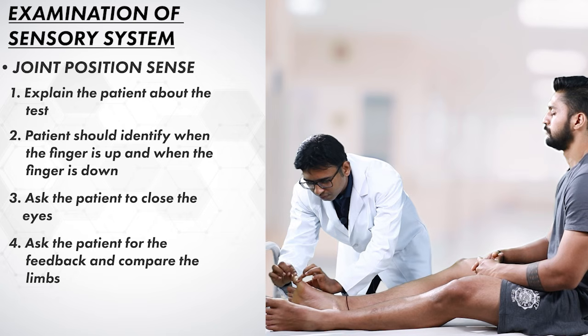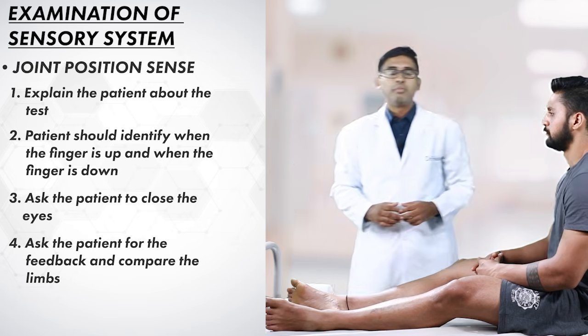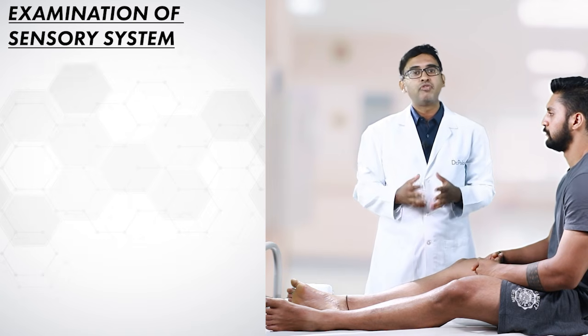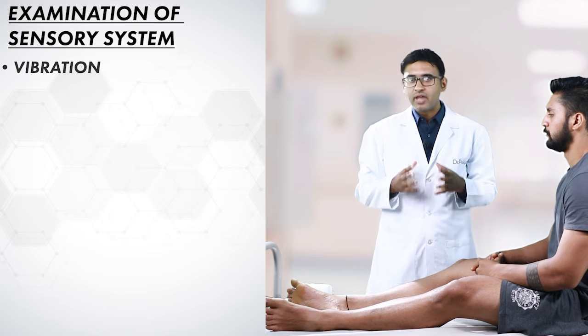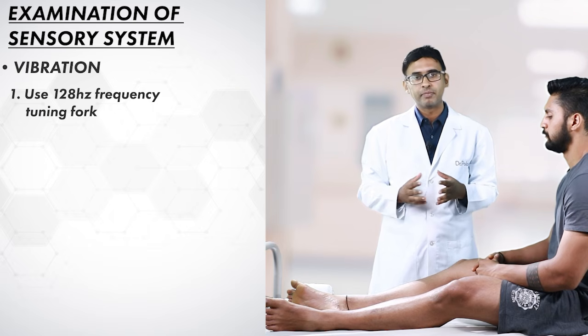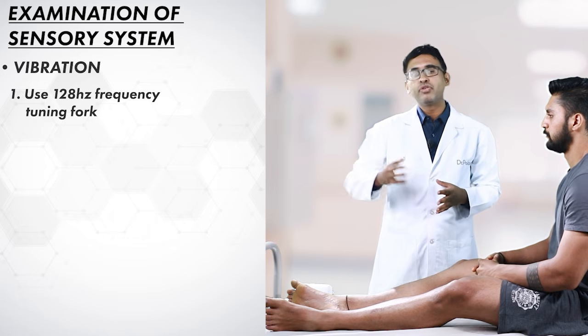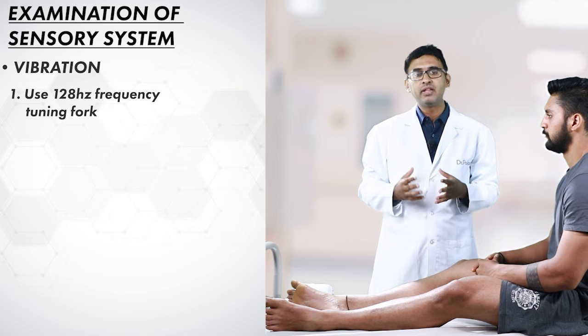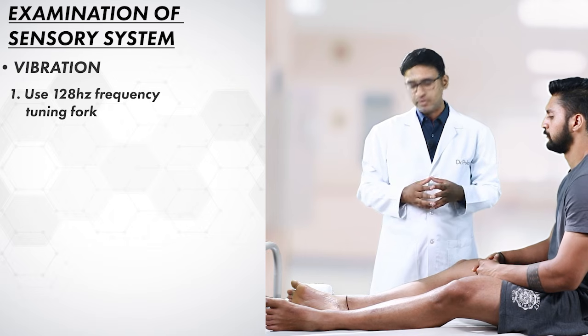Down, up, down. Please don't forget to compare the limbs. Now we're going to assess for vibration sense. This is done by using a tuning fork of 128 Hz frequency. We start off with the most distal joints and progress upward if the patient is unable to feel the sensation of vibration.